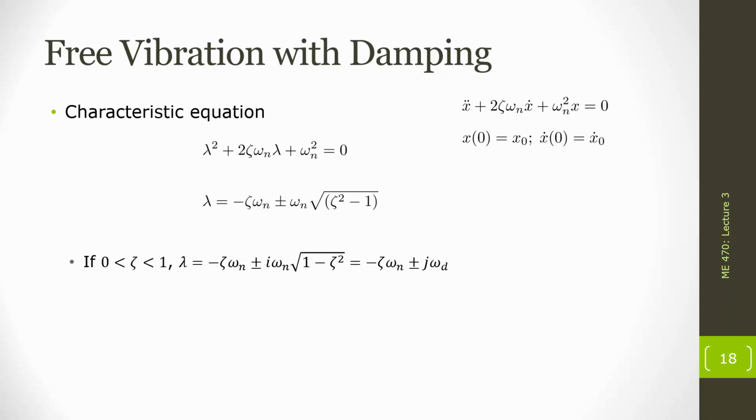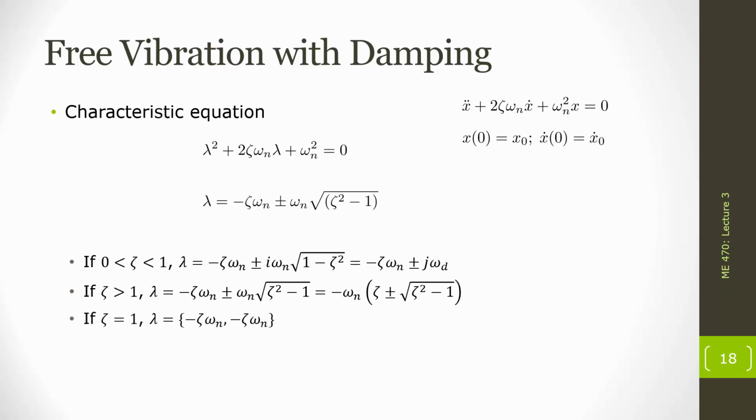In the event that we have a zeta value greater than 1, our lambda values, the roots of this characteristic equation, are going to be purely real. They're going to be real but unique. And this is going to mean that we have an overdamped system. We can have the event where our zeta value is equal to 1, which gives us lambda values that are real but repeating, negative zeta omega n and negative zeta omega n. In this event with real but repeating roots, we're going to have a critically damped system.